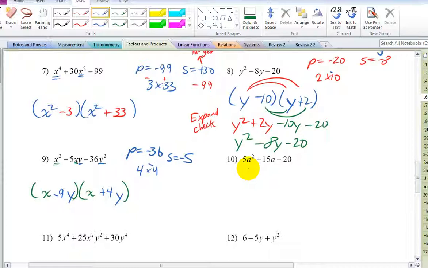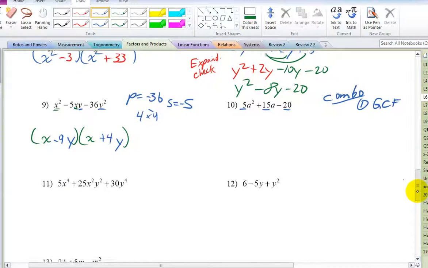Number 10. Something should be smacking you in the face right now, poking you in the eye. What's weird about number 10 that's different than all the rest? Exactly. It's got a 5 at the front. Well, let's look at the other numbers. 5, 15, 20. Does that remind you of something? Yeah, it can all be factored or reduced. GCF. So this now is a combination. Okay, so the first thing you always want to take out is a GCF.